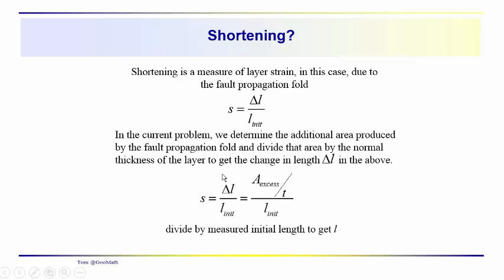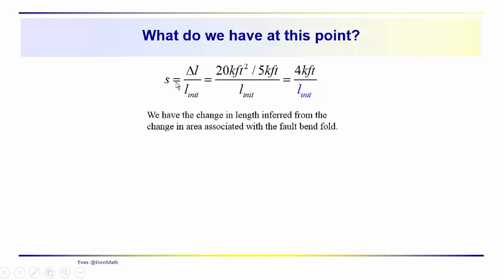So we've already determined the excess area. If you remember back to the diagram, the average thickness of that lithotectonic unit was 5 kilofeet. So that's 20 divided by 5. That gives us 4 kilofeet as the change in length, which I just outlined here. So we have the delta L part, it's 4 kilofeet, but we don't have the initial part. We don't know what the initial length was. We have the change in length inferred from the change in area, but we don't have the initial length.